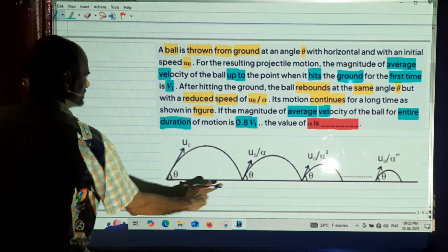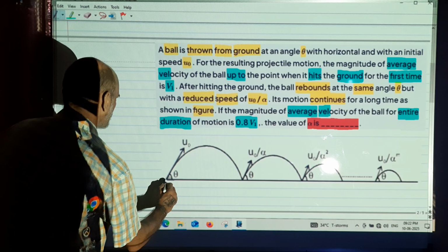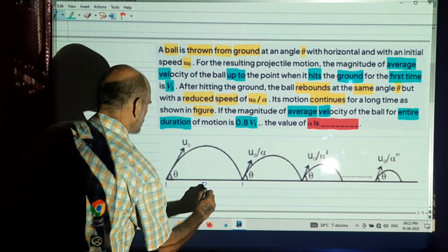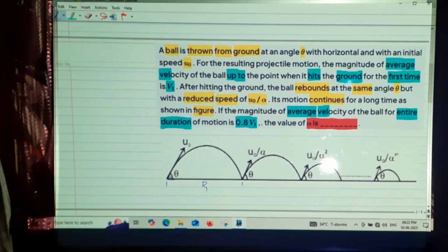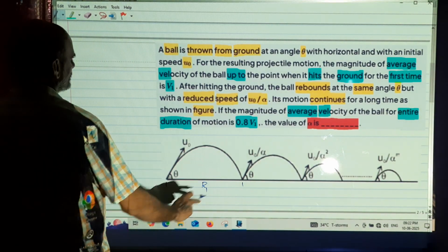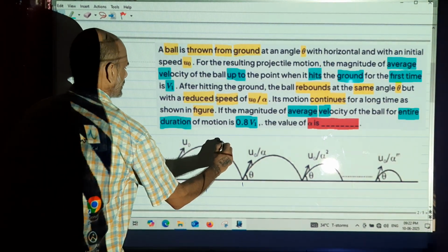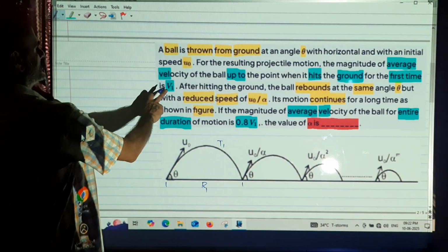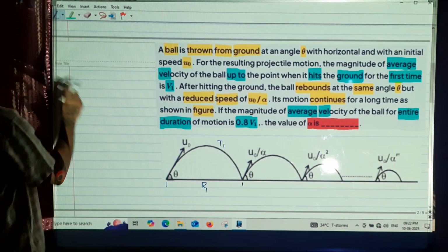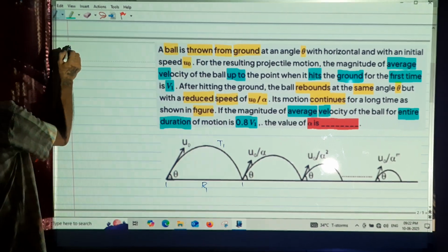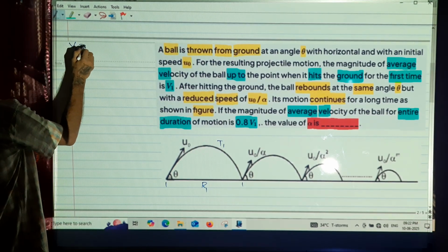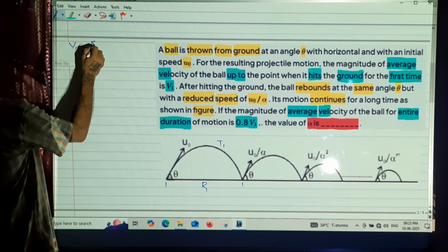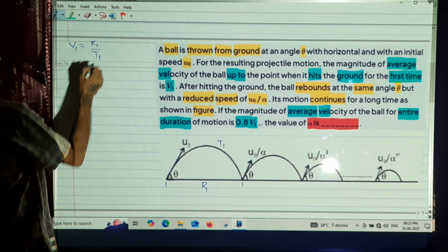So let's take this from here to here. Let me call this range of the first part of the projectile motion r1 and let the corresponding time be t1. Okay. So the average velocity between these 2 points, they are given in this question as v1. That's equal to the displacement between these 2 points, that's r1, by the time taken t1.